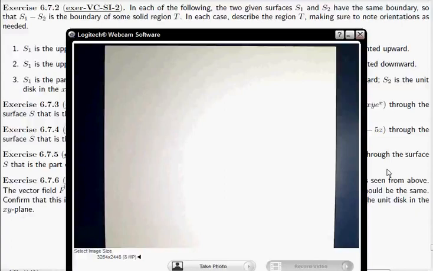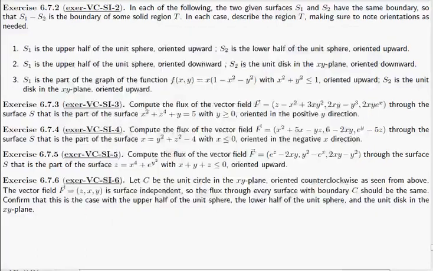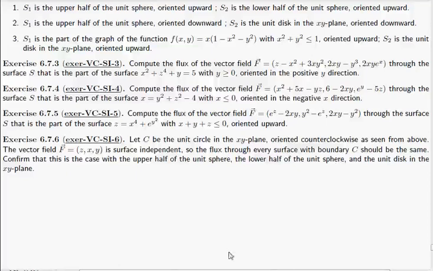Okay, so we're going to be drawing a bunch of pictures for SI2 here. There's going to be three different cases. In each case, there's two surfaces given. Those are oriented surfaces that have the same boundary, and therefore their difference is the boundary of some solid region, and we just want to describe what that region is and be careful about the orientations. So we'll just do these one at a time.